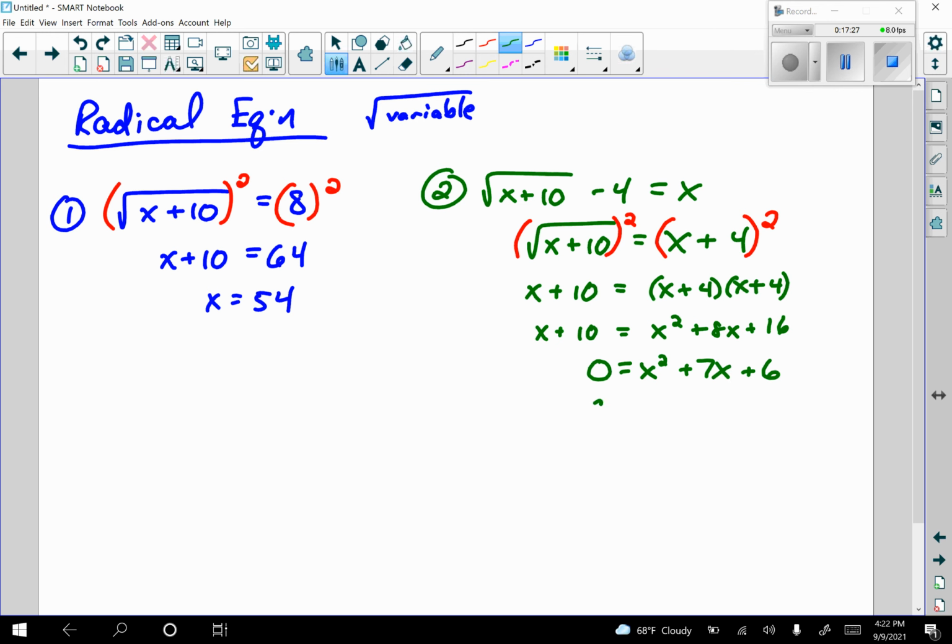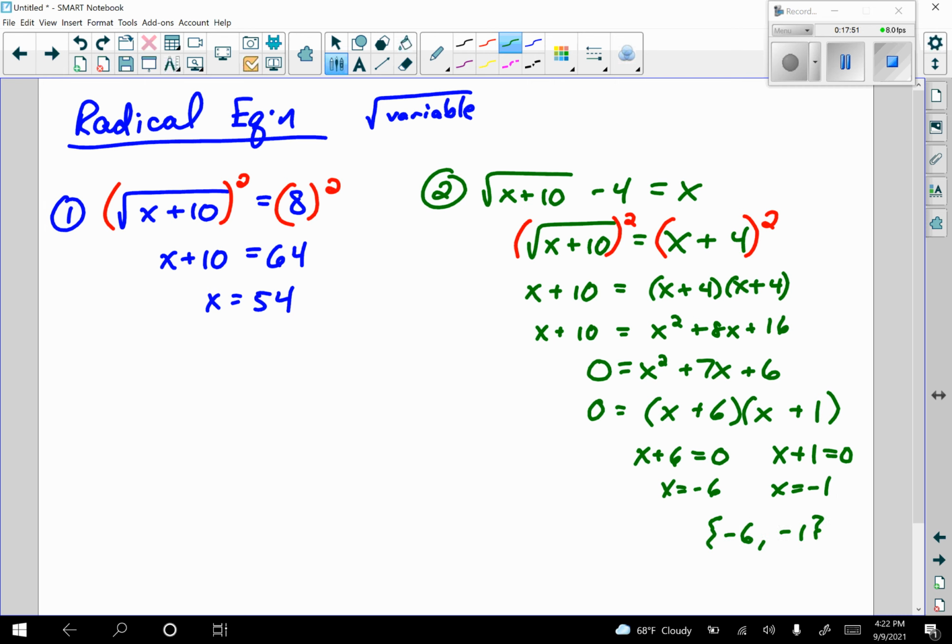We'll try to solve by factoring here. If not, we'll use the quadratic formula, but this should work. We should do x and x. We try 6 and 1 because everything's positive, so the 6 plus 1 will give us the 7 in the middle. So here x plus 6 equals 0, x plus 1 equals 0, so x equals -6, x equals -1.